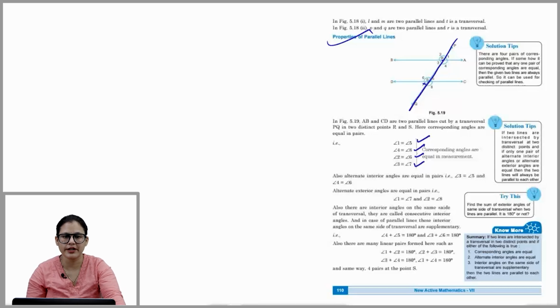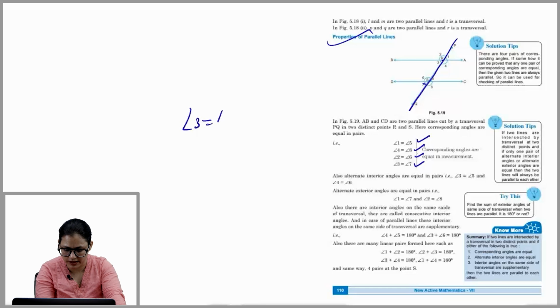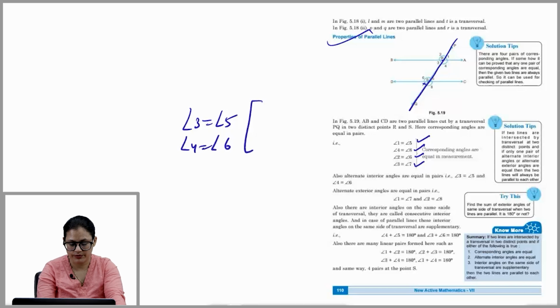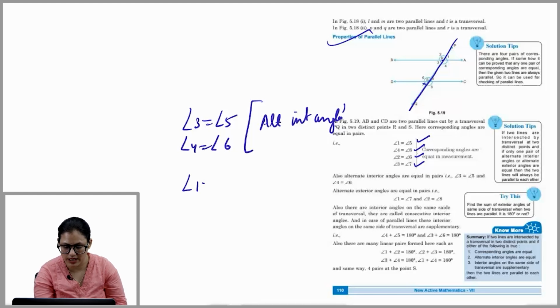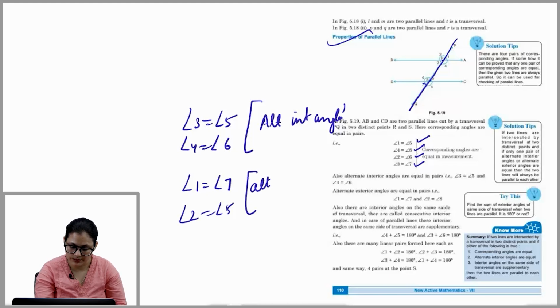Also, alternate interior angles are equal in pairs. Example, angle 3 is equal to angle 5 and angle 4 is equal to angle 6. For a similar reason, these are alternate interior angles, that's why these angles are equal. Next, alternate exterior angles, as you can see, angle 1 is equal to angle 7 and angle 2 is equal to angle 8. Reason, alternate exterior angles.